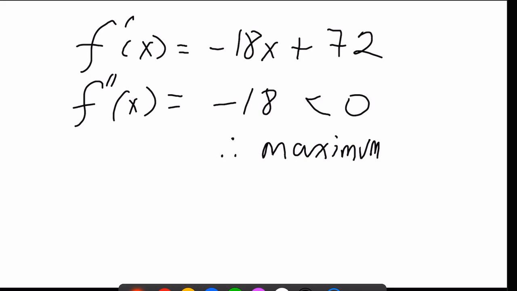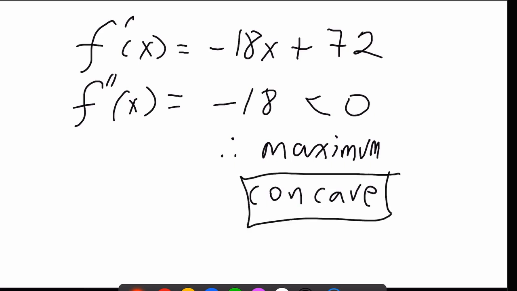Okay? It's also concave, by the way, if you care about that. It's a concave function because this is less than 0, but kind of the same thing. Yes? Okay. So let's do this one.